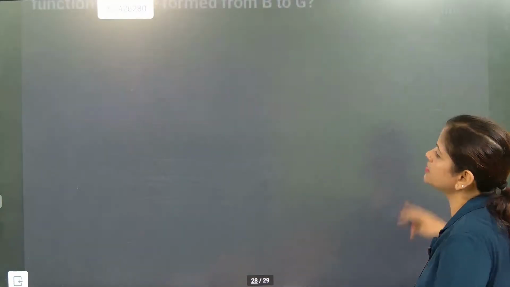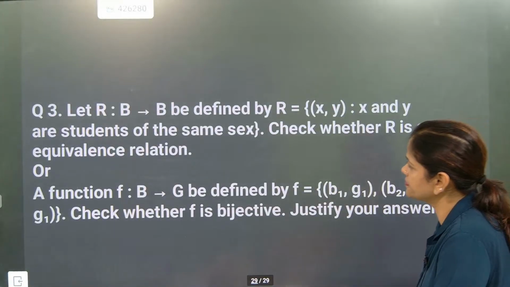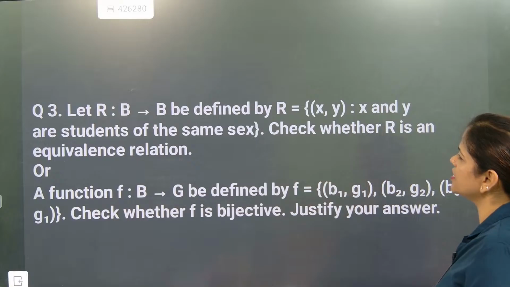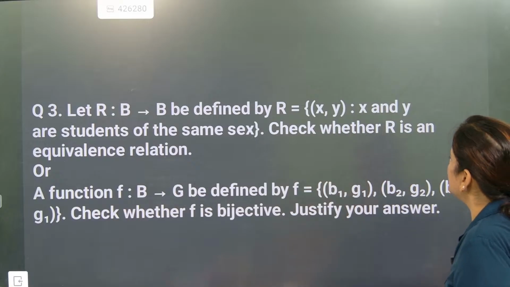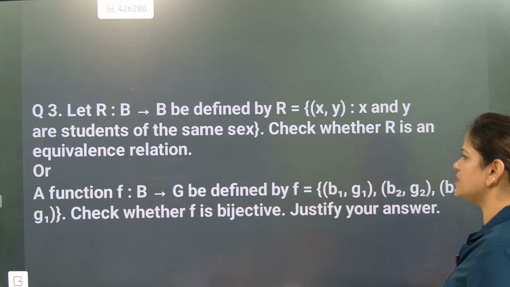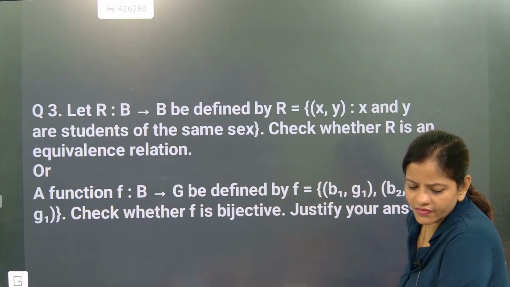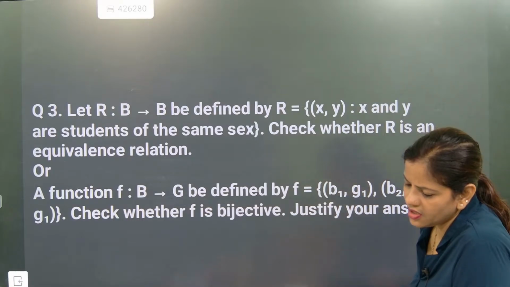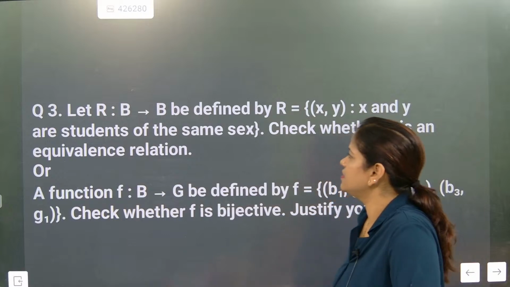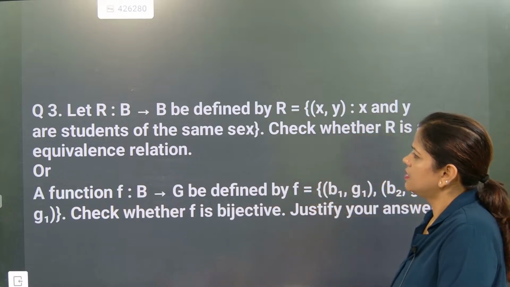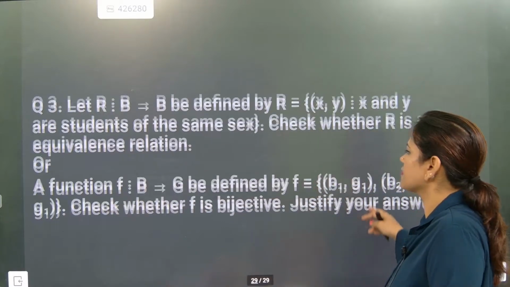Now the next part is the third question. We define R as: x and y are students of the same sex. Check whether R is an equivalence relation. It will be easy, right? Just now only we have done this. Equivalence, it will come. Okay.